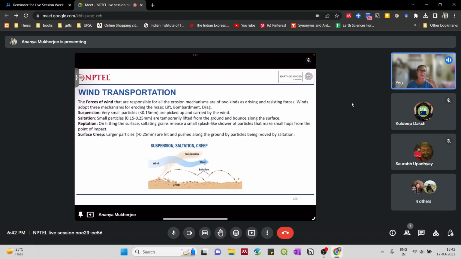So the processes with respect to the sediments are called suspension, saltation, reptation, and surface creep. What is suspension? Suspension is when very fine sized sediments are picked up by the wind and carried by the wind. They get lifted and are carried by the wind. The next one is saltation. In saltation, sediments are bouncing from one place to another. They are temporarily lifted from the ground, and at some place they are going to fall back.